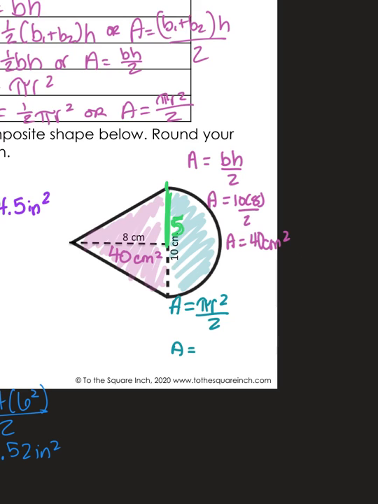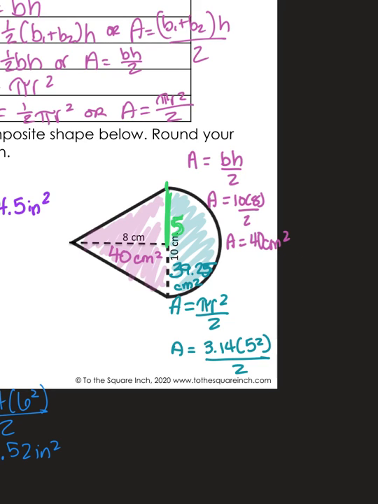So I'm going to say A equals 3.14 times 5 squared divided by 2. And when I put that in the calculator, I'm going to put 3.14 times 5 squared divided by 2. And I'm going to get 39.25. So that means the area of this is 39.25 square centimeters.